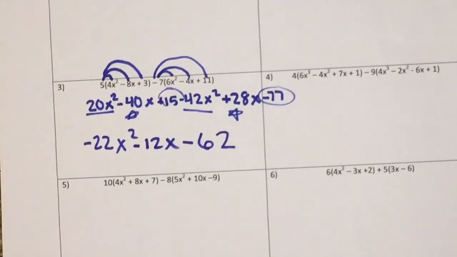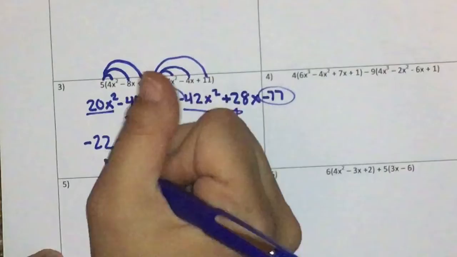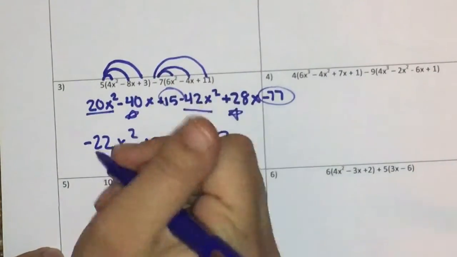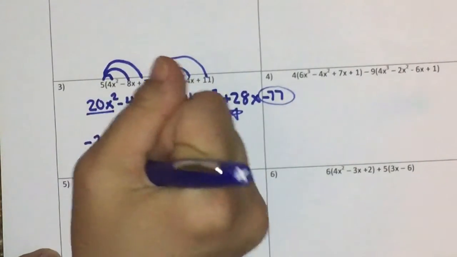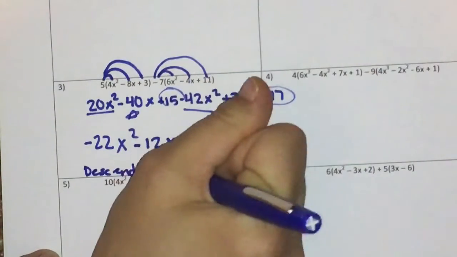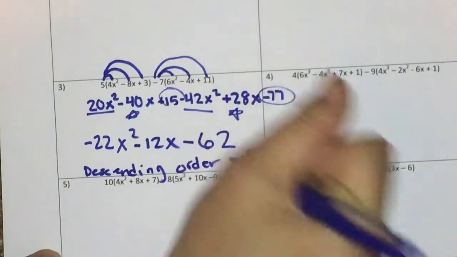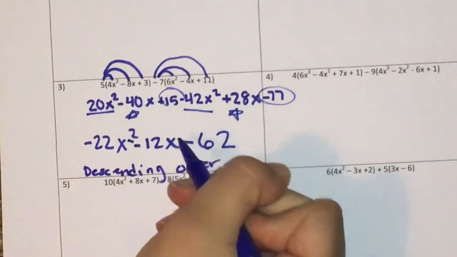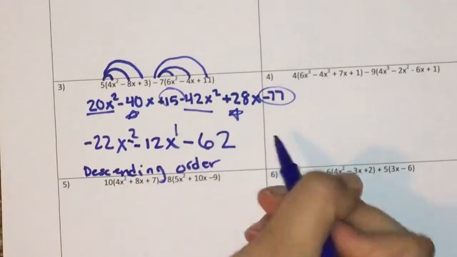Very important that when we're simplifying, we always write our answer in descending order. What that means is the highest exponent goes first, and we go on down from there.